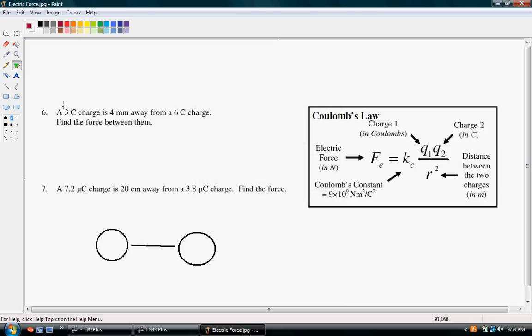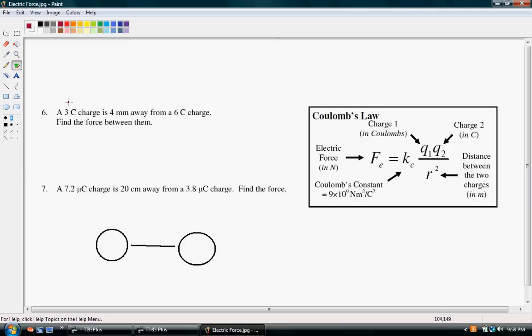Okay, so here it wants us to find the force between this 3 coulomb charge. It says a 3 coulomb charge is 4 millimeters away from a 6 coulomb charge. Find the force between them. Alright, so first things first, we need to make sure that our units are in standard form.